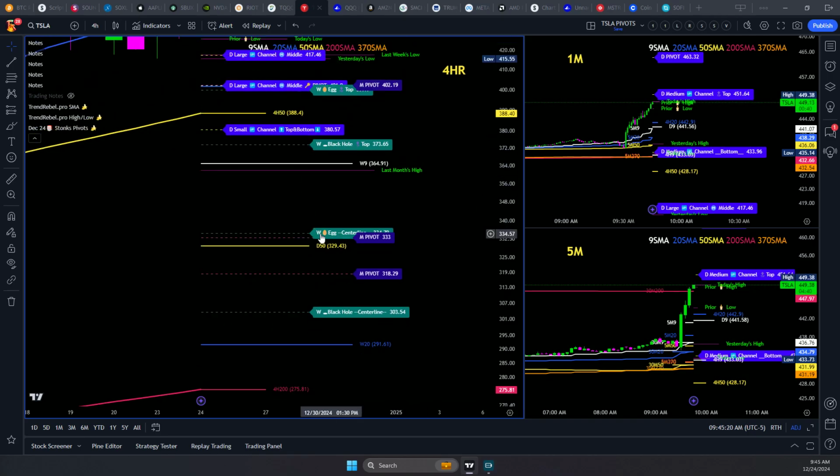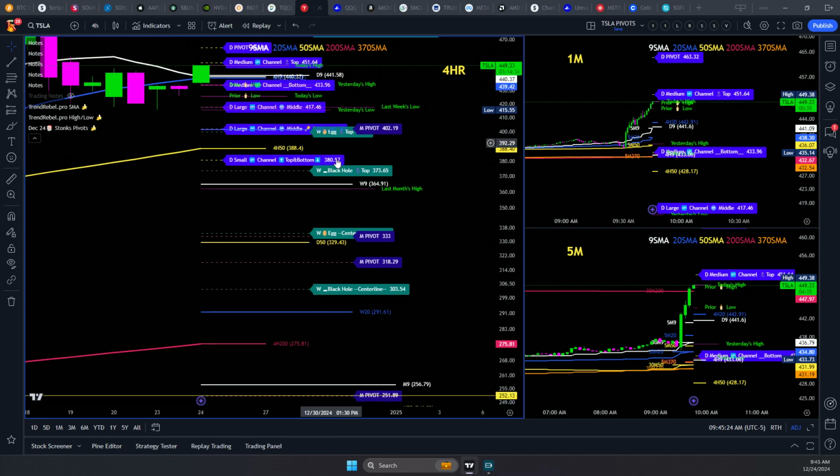Here's an egg center line. So this is a rather large egg. We can see we have a top here. We have an egg center here, or it's another egg. We have a monthly pivot with this egg. So again, and the daily 50. So look at how strong this area is here between having an egg, a monthly pivot, and the daily 50 at this point in time.